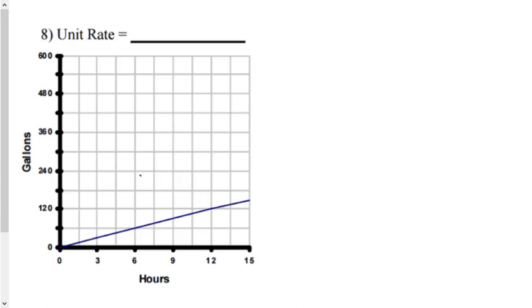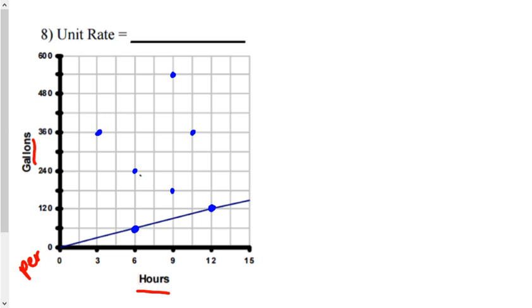All right, let's look at a couple more. Looking at this one, for this unit rate, we're going to look at the number of gallons per hour. And when I look at that, again, I want to find a point that is where two of my grid lines cross. So for example, here, or here, or here, or here, or here. But it has to be on that blue line. So the first place I see where that happens is here.